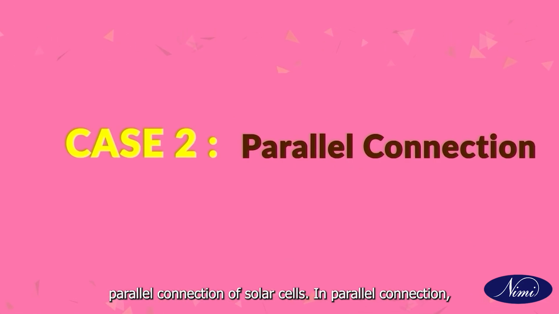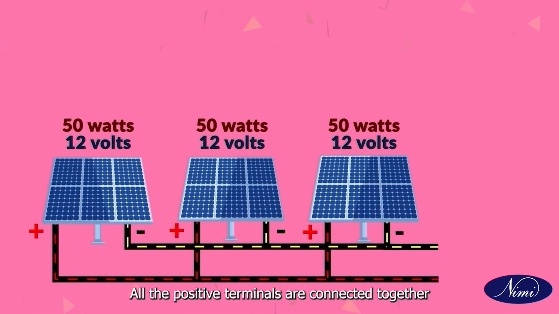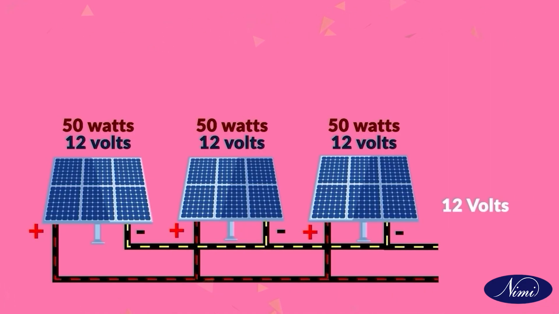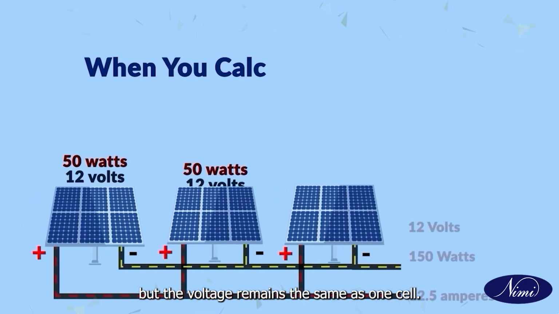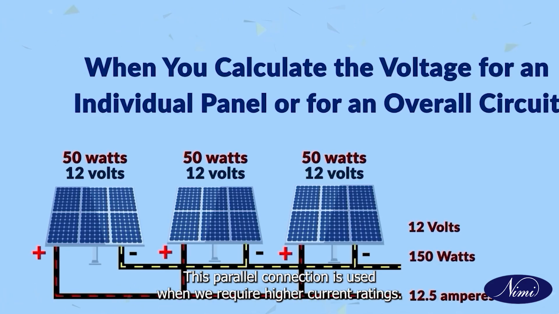Parallel connection of solar cells. In parallel connection, all the positive terminals are connected together and all negative terminals are connected together. In this parallel connection, the current rating of each cell adds up, but the voltage remains the same as one cell. This parallel connection is used when we require higher current ratings.